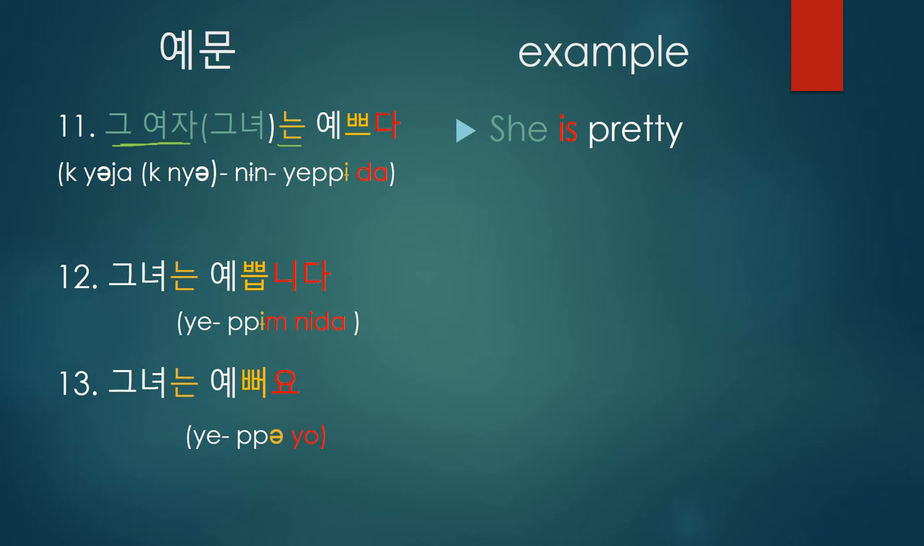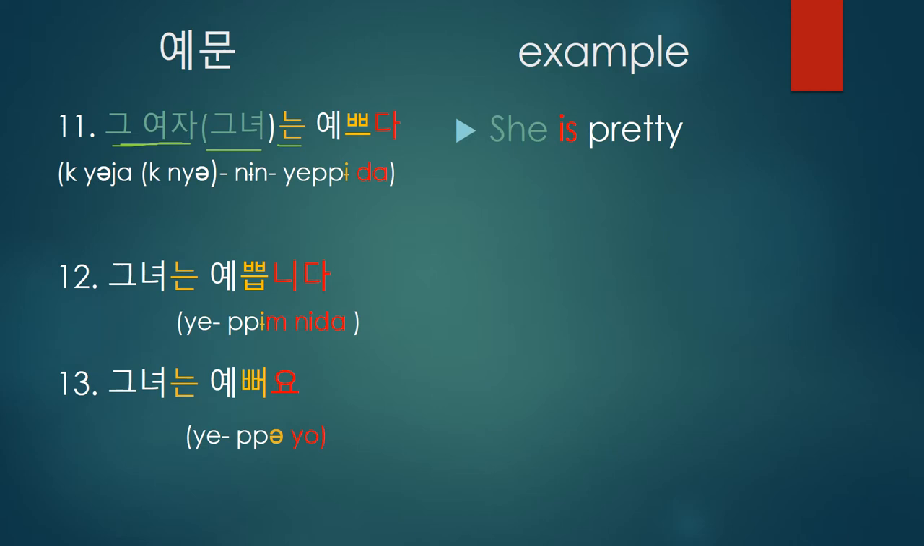그 여자 also is the same meaning in Korean. 그녀. It's the abbreviation form of 그녀. Okay? 그 여자, 그녀. 는 is the form. It doesn't have meaning, but it shows the subject of Korean.